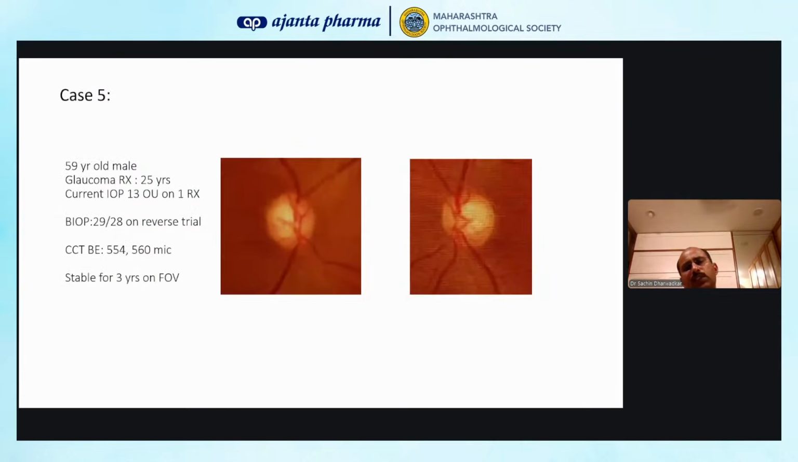So now this is the fifth, and I think one of the last cases, because of want of time. Now this patient came to us again. I think he was on glaucoma treatment for 25 years. This is an old disc image, so you can see that he's got a cup-to-disc ratio of around 0.7 to 0.8 with a vertical cup elongation in the right eye and a slightly horizontal elongation in the left eye. At presentation on reverse trial, his pressures were 29 and 28 with a normal corneal thickness, and he was stable for 3 years on perimetry.